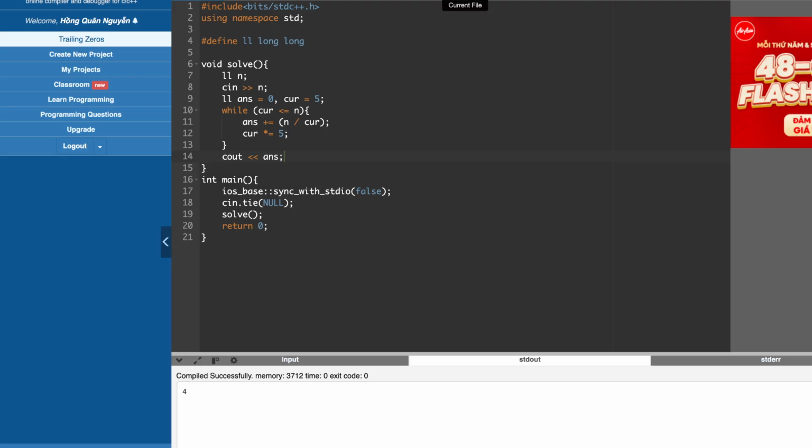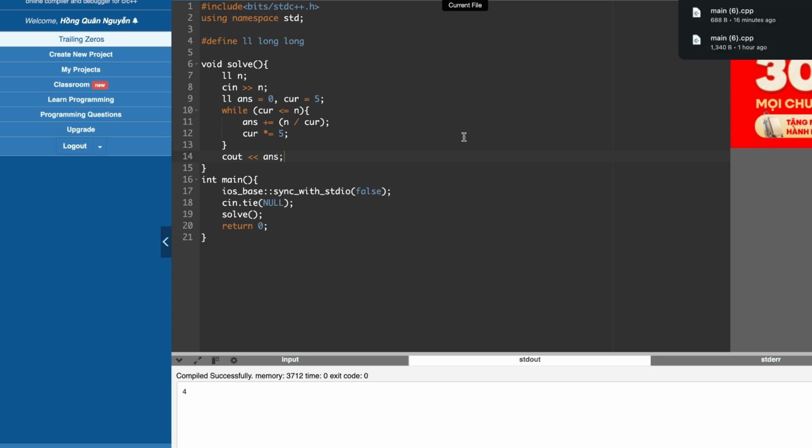Okay, I'm going to download this code and then we just submit it. I think this problem is kind of easy, you know. We just have to pay more attention to the prime factorization to count the number of trailing zeros.